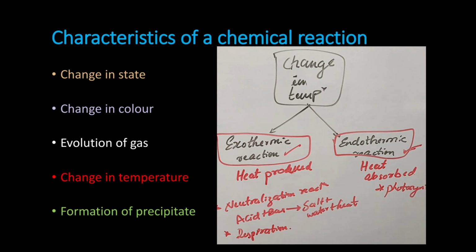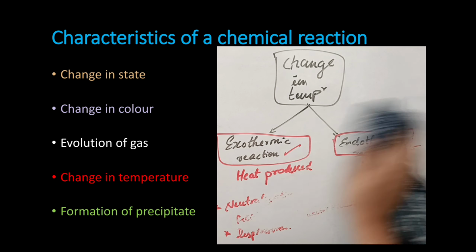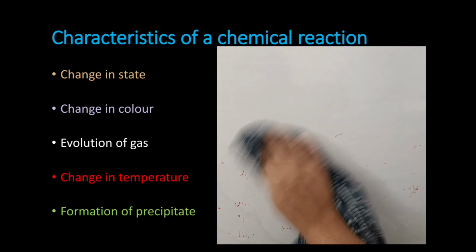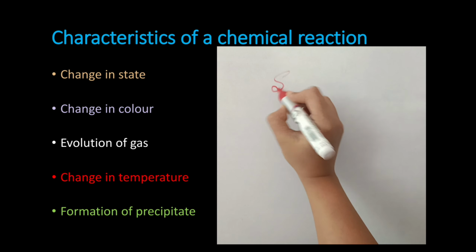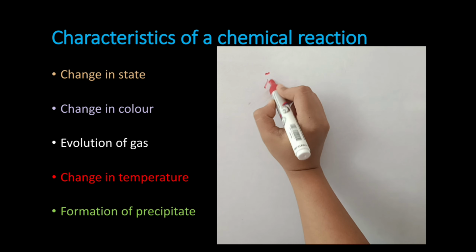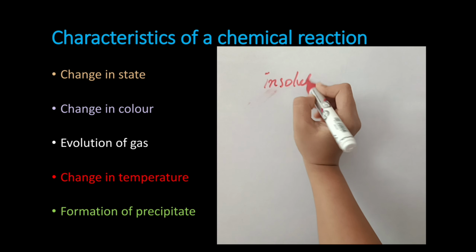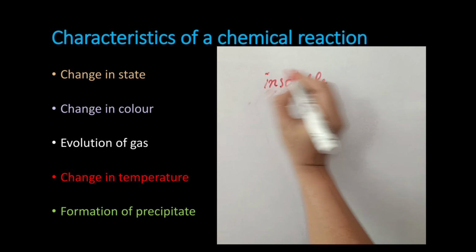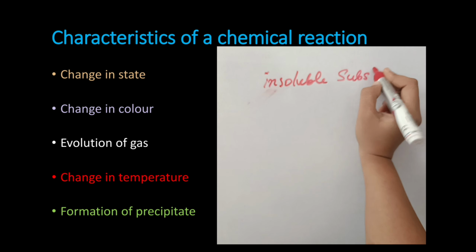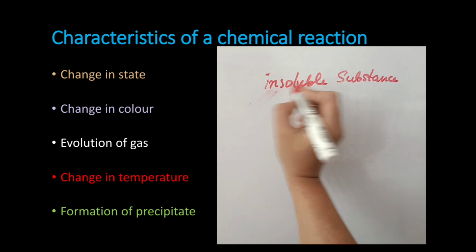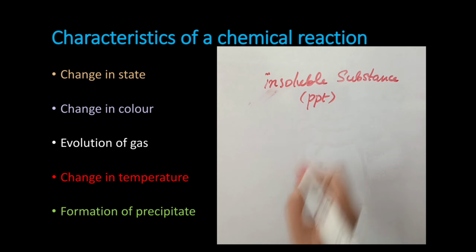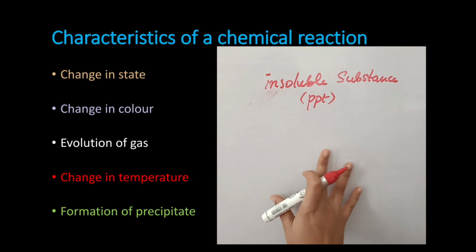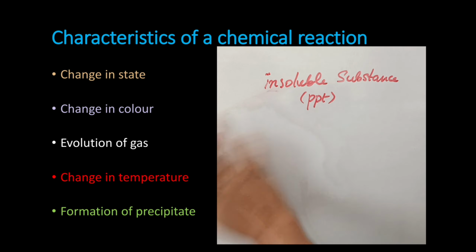Okay, let's move on to the next characteristic, that is the formation of precipitate. What do you mean by precipitate? It is an insoluble substance. We also call it PPT. This is an insoluble substance which is formed during the chemical reaction.